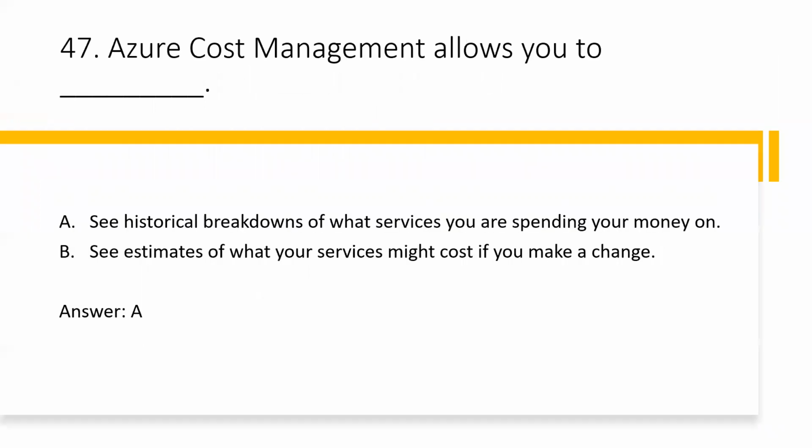Question 47. Azure Cost Management allows you to, option A, see historical breakdowns of what services you are spending your money on. Option B, see estimates of what your services might cost if you make a change. Option A is the right answer. When you go to Cost Management in the Azure portal, you can pick a billing statement where you can see the billing invoice. You can download that report. It shows historical breakdowns of what services you are spending your money on.